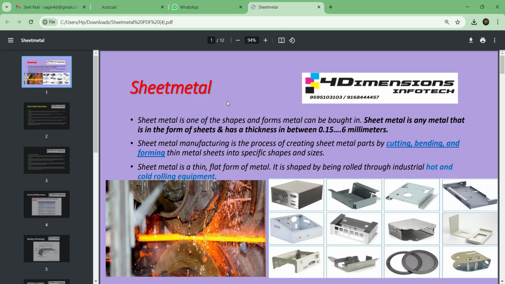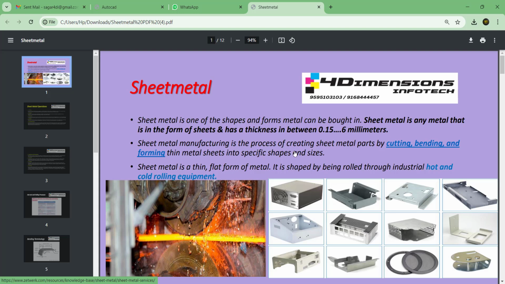So to start with sheet metal, here is some introduction about sheet metal. What is sheet metal? Sheet metal is one of the shapes and forms in metal that can be bought in. Sheet metal is any metal that is in the form of sheets and has a thickness range of 0.15 to 6 millimeters. So what does it mean that sheet metal thickness ranges from 0.15 mm to 6 millimeters? We can go above 6 millimeters also for the sheet metal thickness, but then it may be considered in weldments, or else the metal property should be ductile enough so as to provide bend in sheet metals. Then we can go above 6 millimeters for the thickness range.